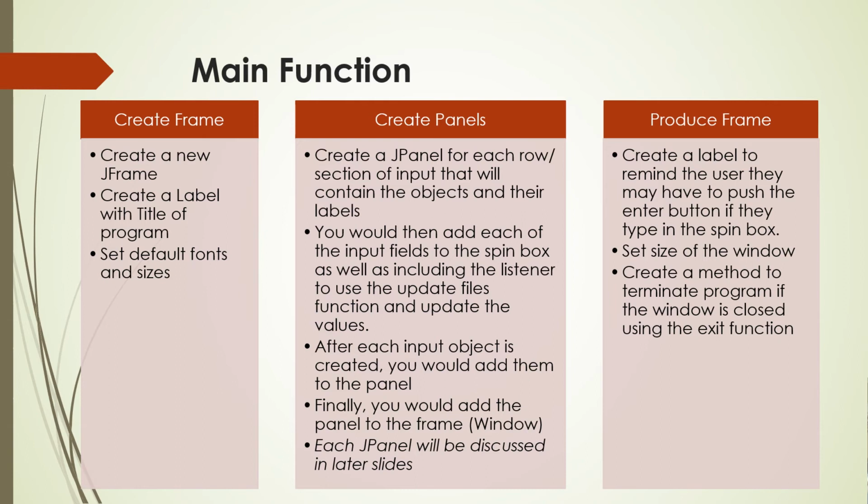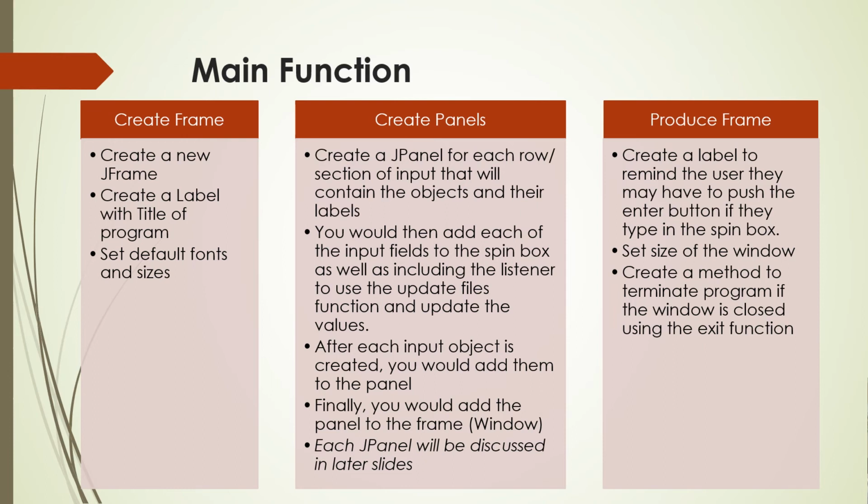And it will then run its method to check what was updated and then update the global variable or the public variable as needed. And then after each input, you would add it to the panel itself. So once you have each of the entry boxes or the spin boxes set in each section, I added it into the panel. And then finally, the last step is to add it into the frame, which is the JFrame we just created, aka the window.